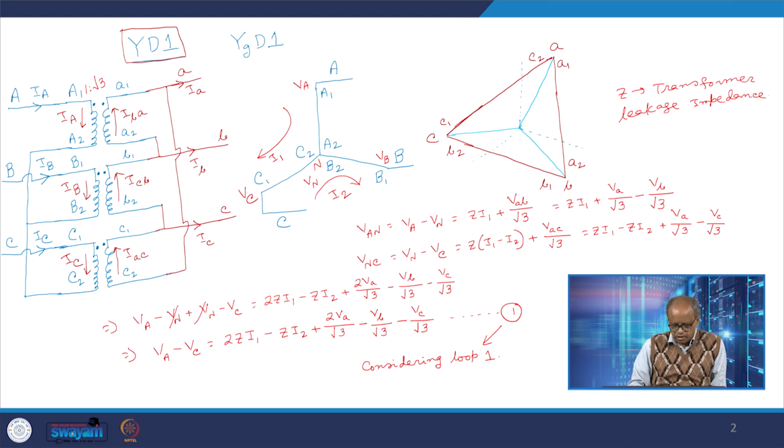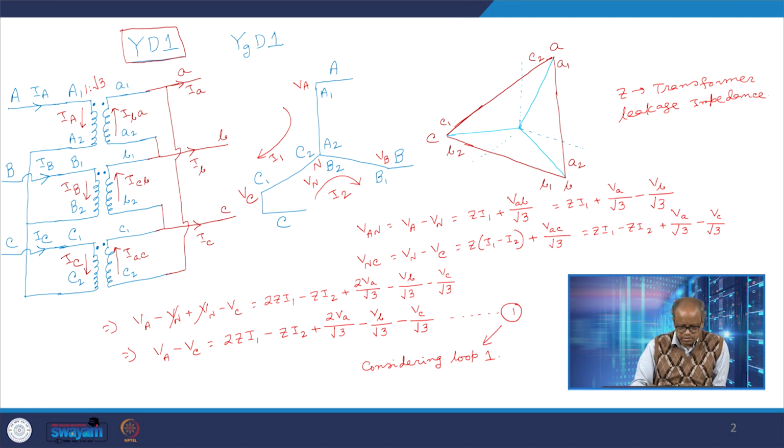Now what we have so far achieved is that we have considered two loop currents I1 and I2. One loop current I1 is between phase A, neutral point, phase C, and then ground coming back. The other one is between phase C, neutral, phase B, and then ground, and then coming back. In these two loops we have written down the equations, and from those equations we have now got two equations, equation 1 and 2.